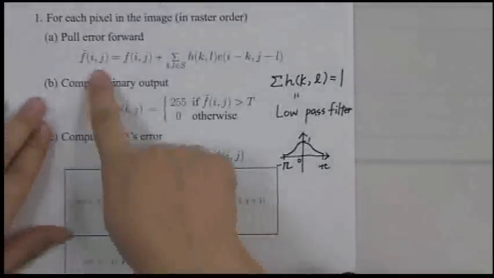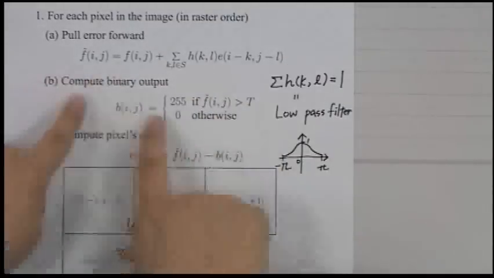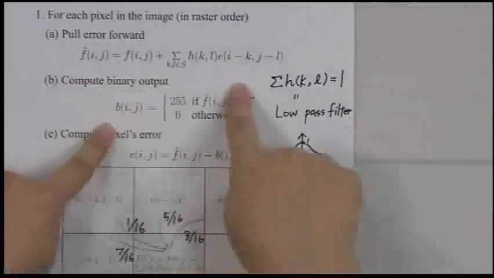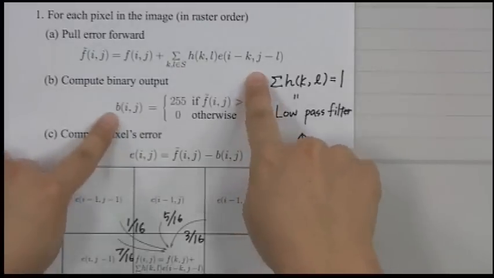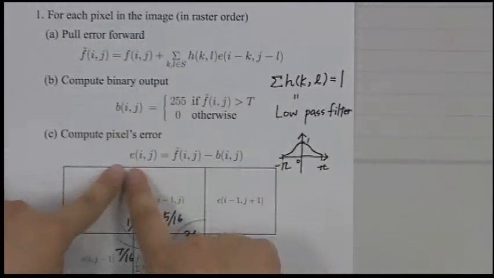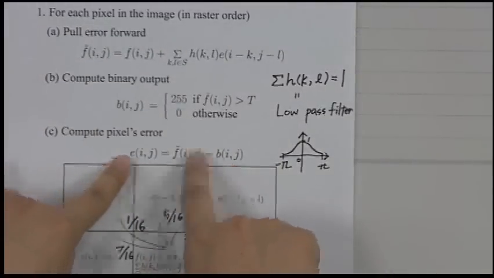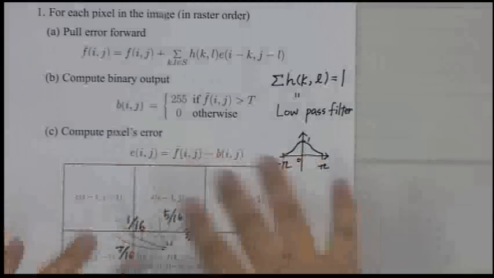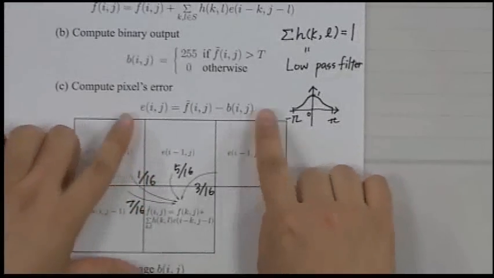Okay, so here's the system equation. And then using this f tilde, we can binarize to get the final output. And then now we can calculate the new error, E equals f tilde minus B. And then this new error is propagated to the next neighbors.